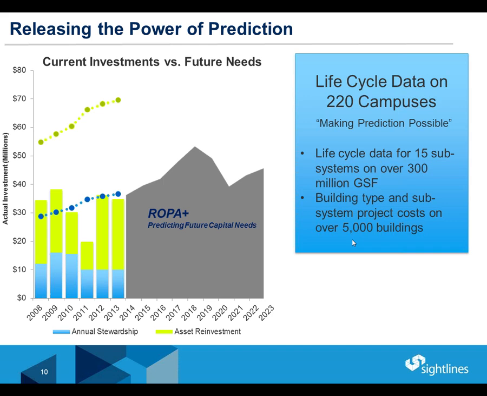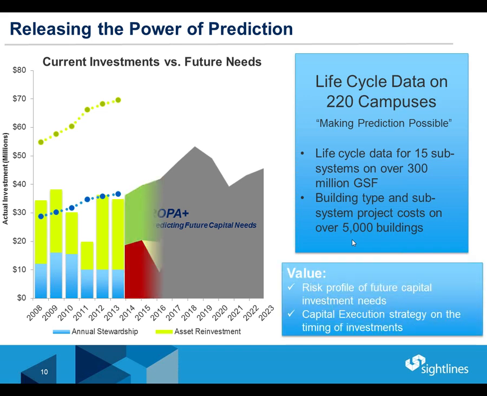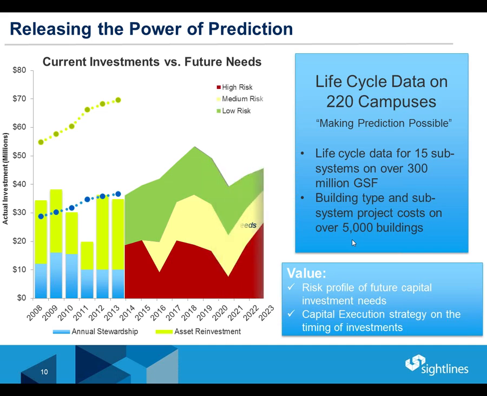What are the future capital needs that are going to be coming due as you continue to have a backlog that you need to address, and now add in the life cycle needs that are coming due with these building systems. In addition, it allows us to look at a risk profile where we are identifying types of work that present high risk, medium risk, and lower risk, so that you can create a capital execution strategy on the timing of when you want to address these peaks in need, as well as address the key risks that are coming due.